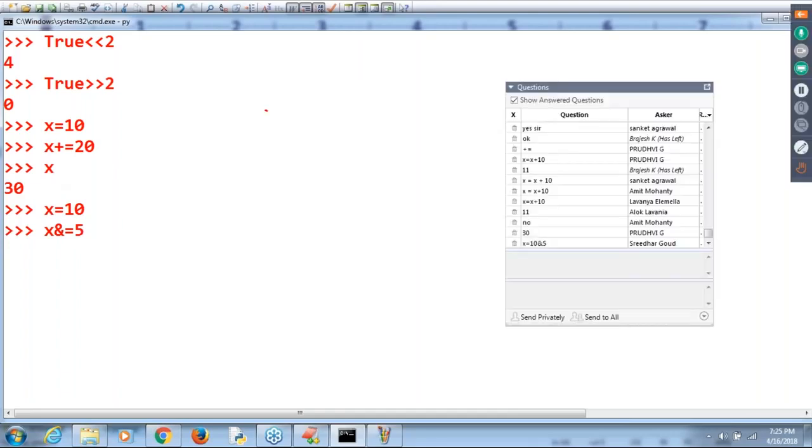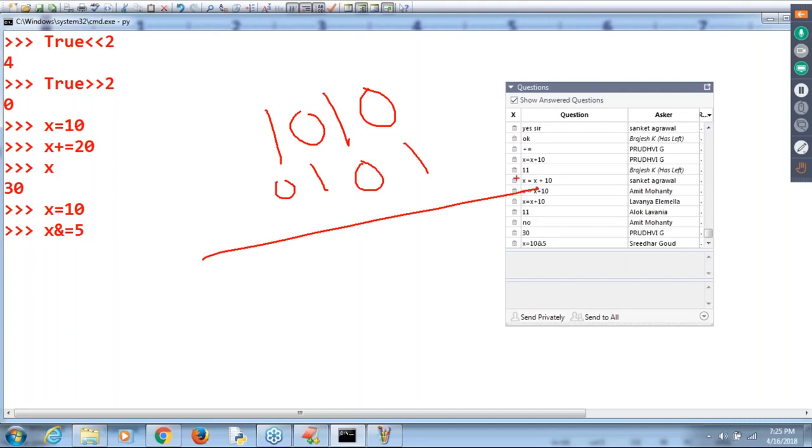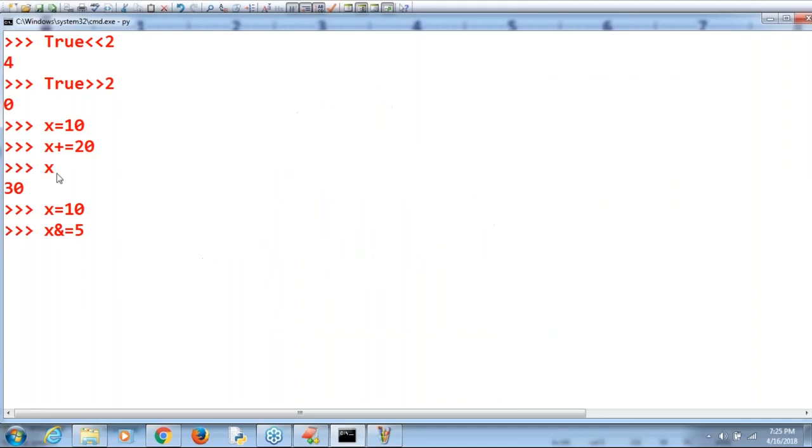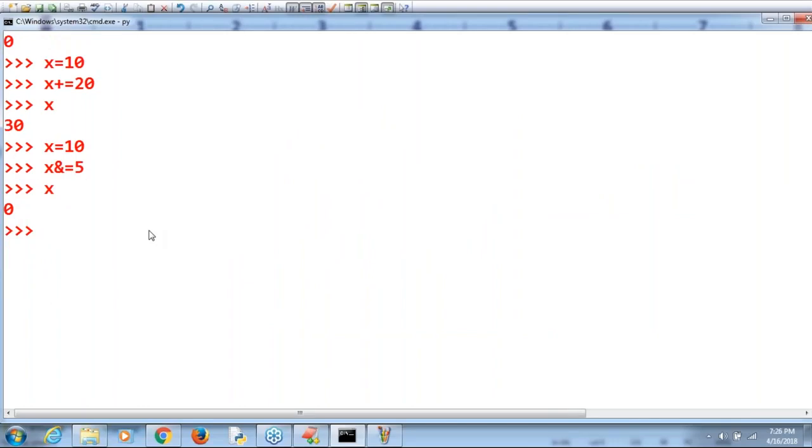10 means 1 0 1 0, and 5 means 0 1 0 1. With the and operator, both bits should be 1, otherwise the result is 0. Here 1 and 0 is 0, 0 and 1 is 0, 1 and 0 is 0. Only zeros, so by default the output you are going to get is 0. Clear? Are you able to understand?